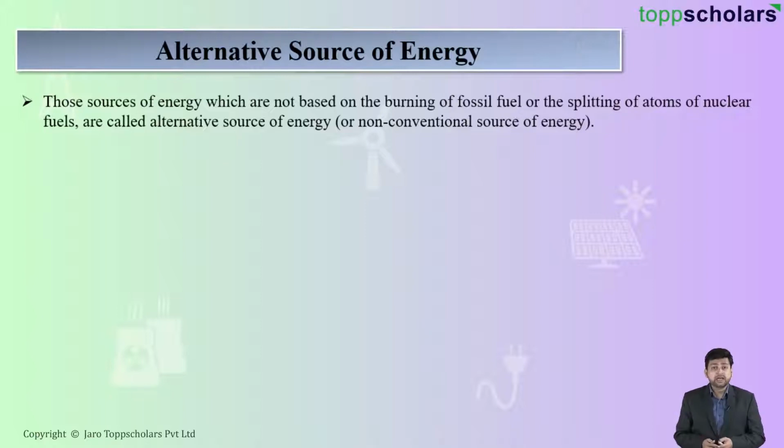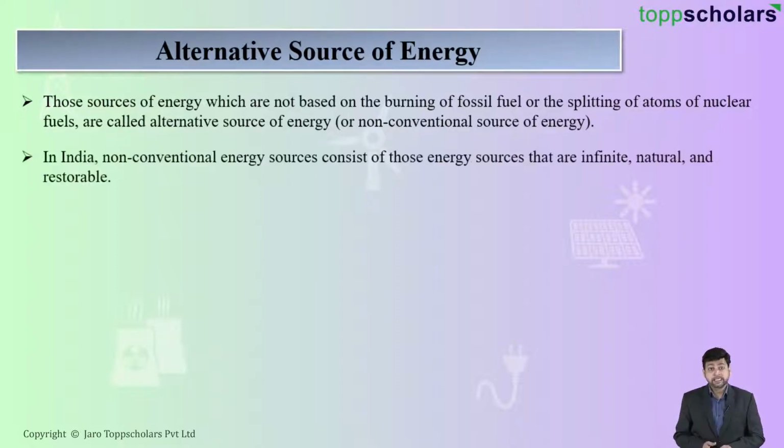For example, you can consider solar energy. Solar energy can be used again and again. Such types of energies are called alternative sources of energy or non-conventional sources of energy. Now basically in India, non-conventional sources of energy consist of those energies that are infinite, natural and restorable.